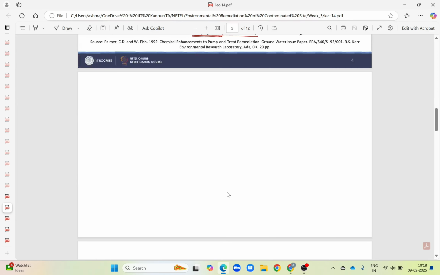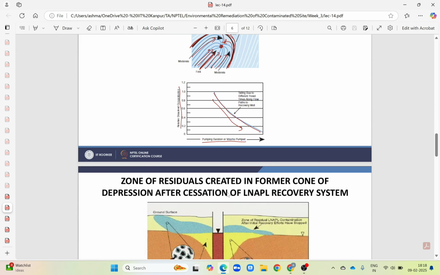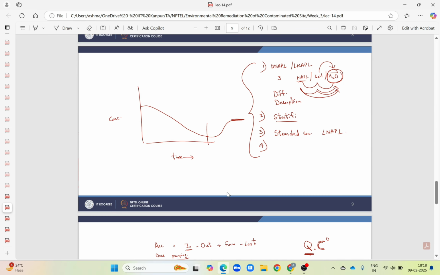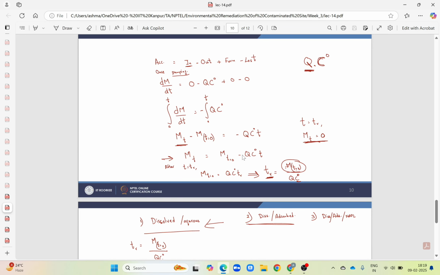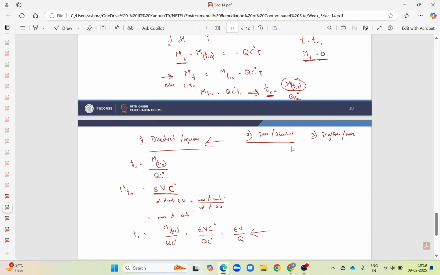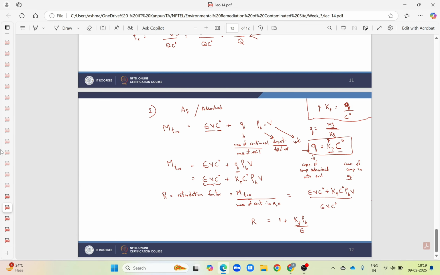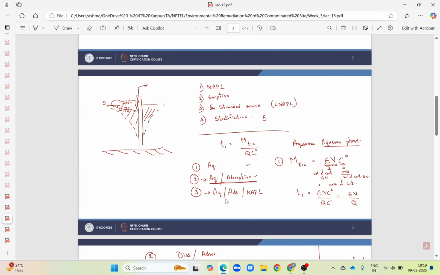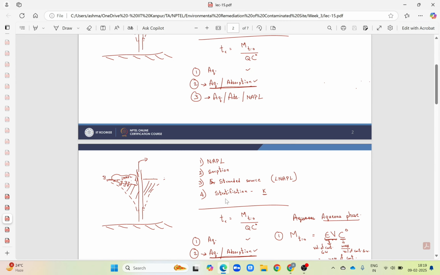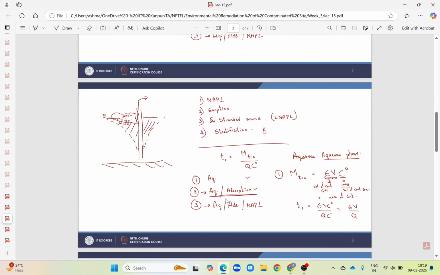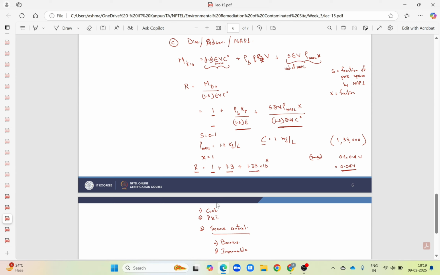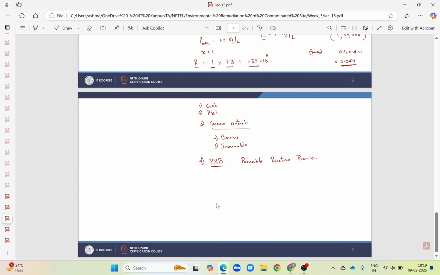So again, this lecture was also about the derivation of the formula which we will be using to find out the time required to treat the polluted water. So we will see it there. I think this is also on. This is also the derivation of the formula for the retardation factor, which we will be finding out in the numericals.